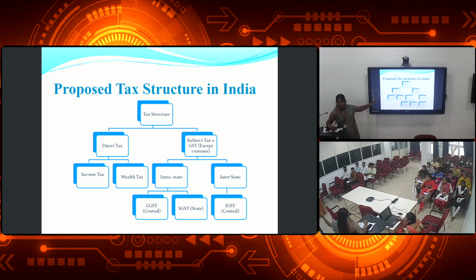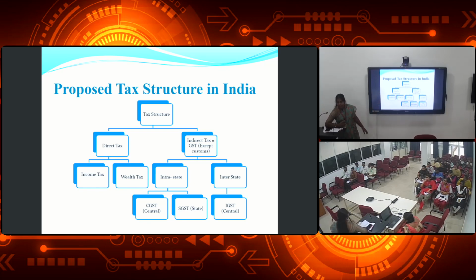So this is, we saw no pre-GST tax. Now it is called the proposed tax structure in India. So these are the tax structures which are currently known in our India. Okay, so one is, as we already know, direct tax. Another one is indirect tax.